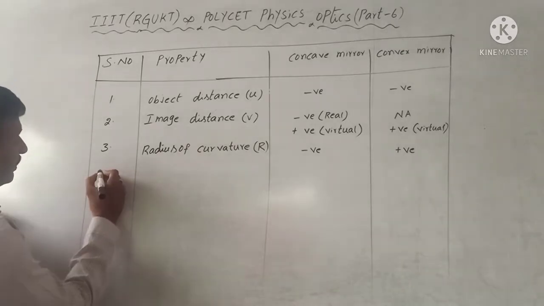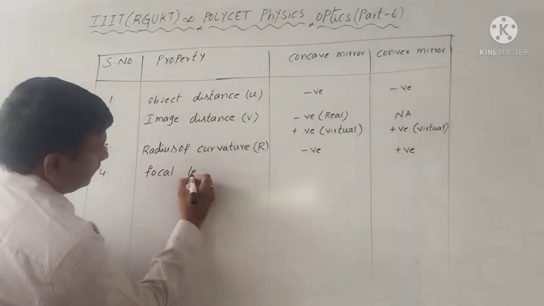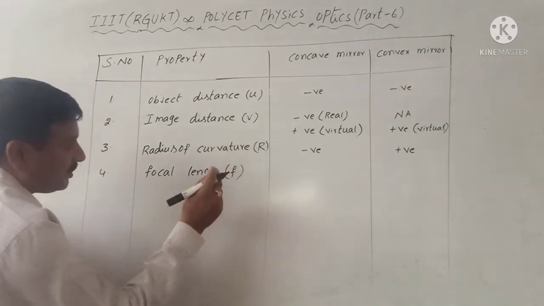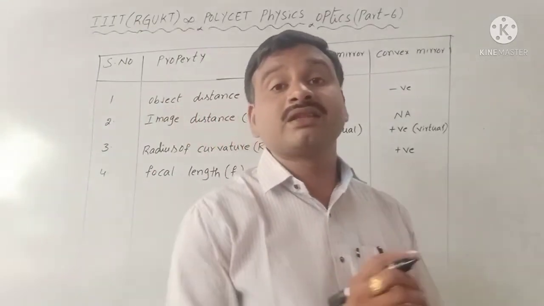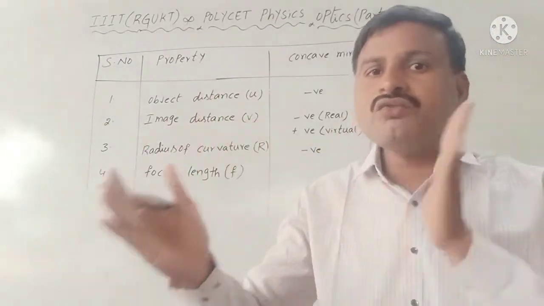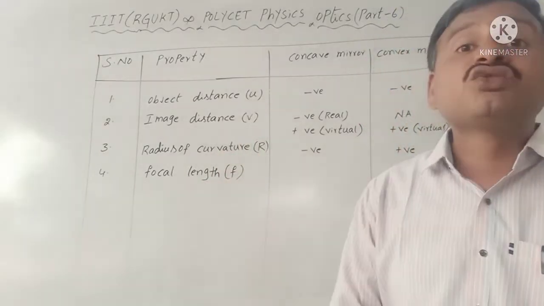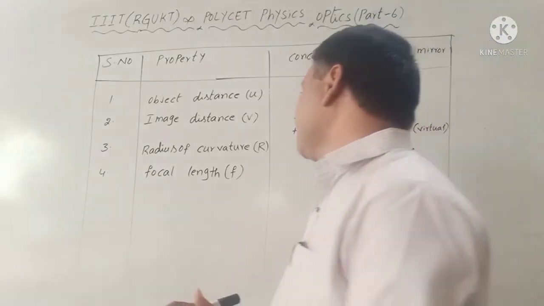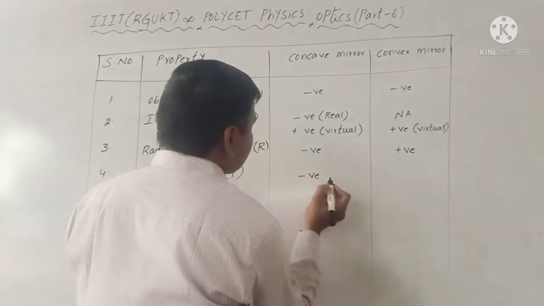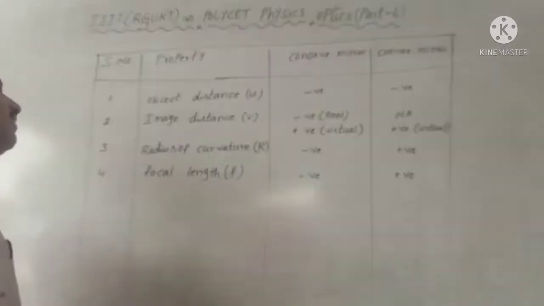Next, after that, focal length. Focal length is denoted by the letter small f. What is focal length? The distance from the vertex, vertex means the pole, to the focus, the focal point, is called the focal length. It is denoted by the letter small f. Concave mirror focal length is always taken negative, and convex is taken positive.